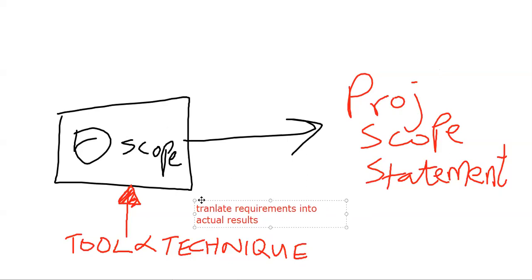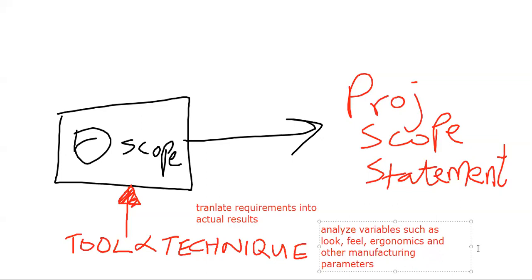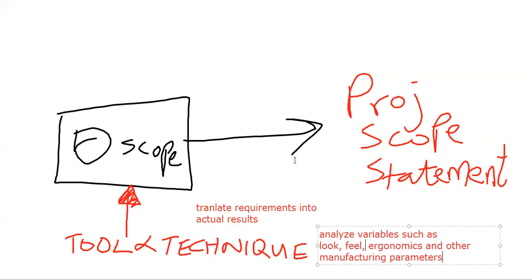I will give you a further clue. It is a tool and technique used to analyze variables such as what should it look like? What should it feel like? The ergonomics and other manufacturing parameters. This should be a good enough clue for you to tell me which tool and technique do you think I am talking about here.